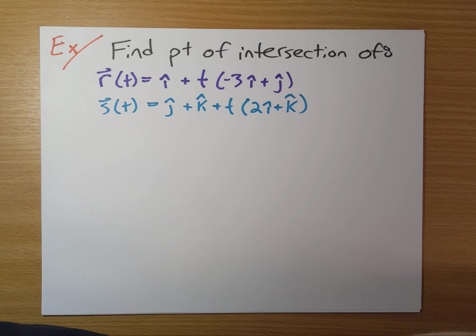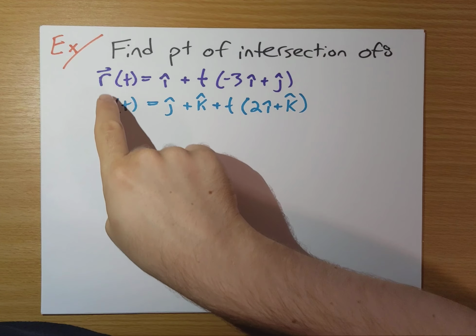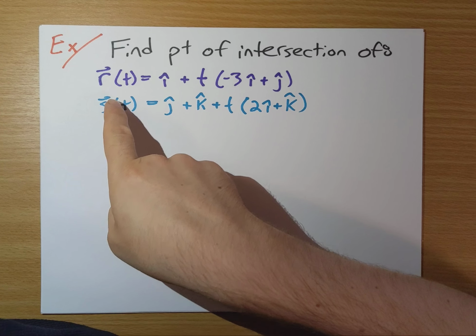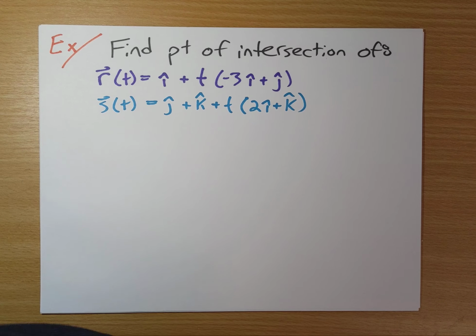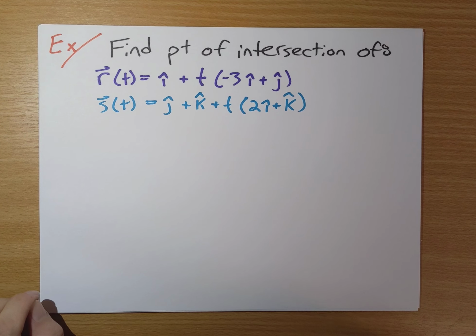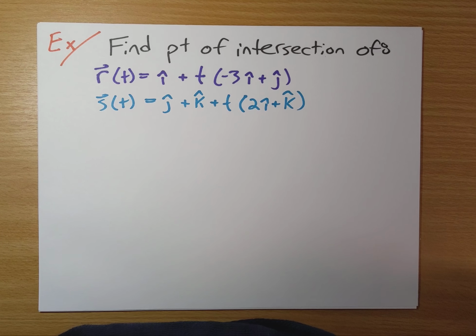Let's find the point of intersection between two lines here. So we have two lines whose parameterizations are r of t is i hat plus t times negative 3 i hat plus j hat, and s of t is j hat plus k hat plus t times 2 i hat plus k hat.